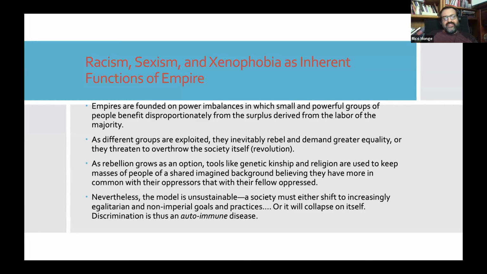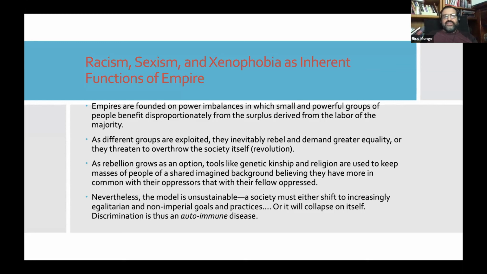But nevertheless, this is a social disease. But what these studies have shown across time is whether it be the Roman Empire, some of the major Chinese empires, major Muslim empires, et cetera, the Incan and Mayan empires, these patterns happen again and again, and it's an unsustainable model. Either society must shift to increasingly egalitarian and non-imperial goals and practices, to sustainable and egalitarian practices, or it will collapse on itself. It's an autoimmune disease. And the more it tries to protect itself, the more it destroys itself.